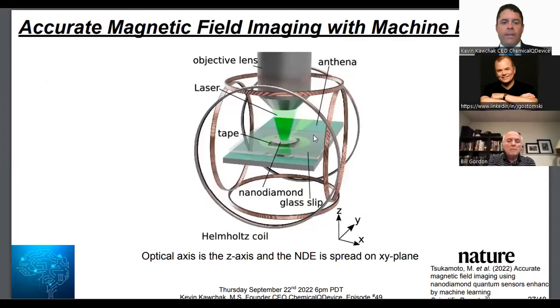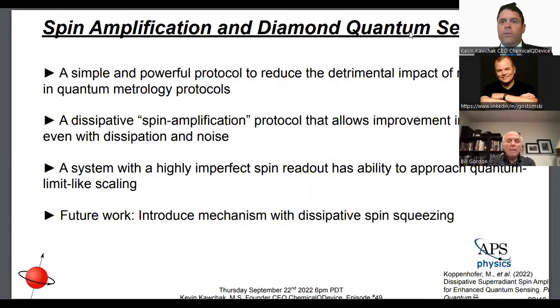What you want to look at is optical is Z, up and down, and then this nanodiamond ensemble is what they place in the XY axis, right there. And this is what they're using with machine learning to get better results for these quantum sensors.